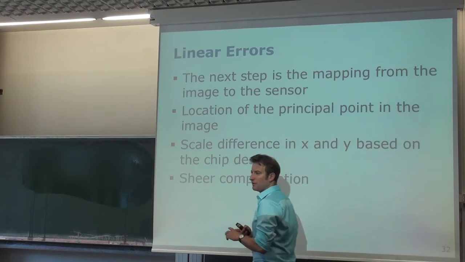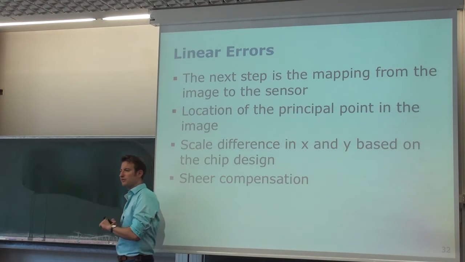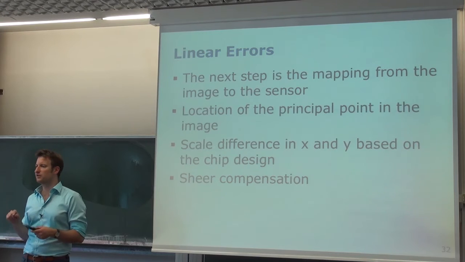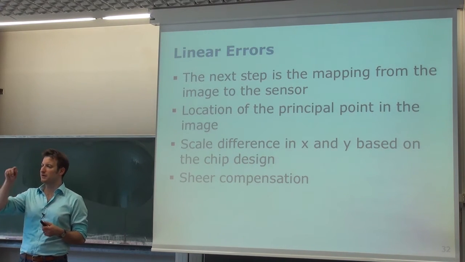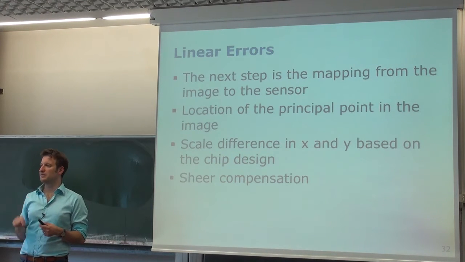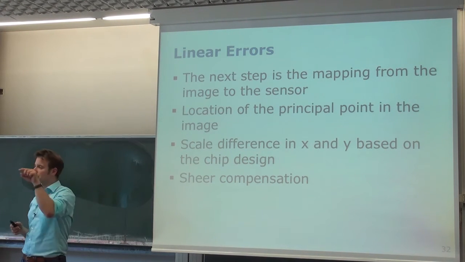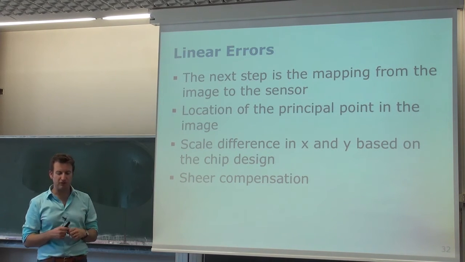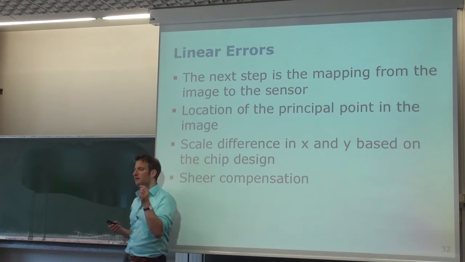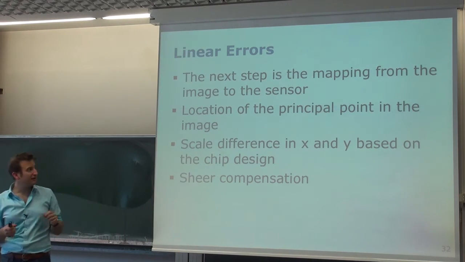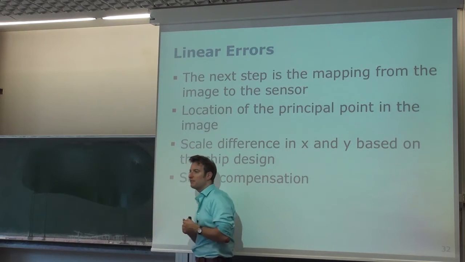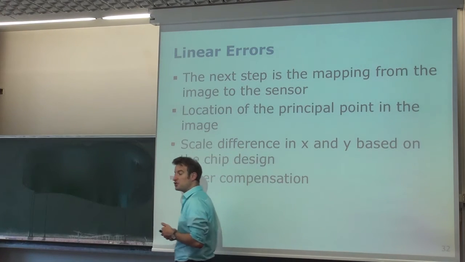The first thing is the location of the sensor. The first pixel, or the origin of the sensor frame, the zeroth pixel, is typically not in the middle, it's not at the principal point. So there's definitely a shift involved. The other thing, based on the sensor design, is that I may have a slightly different size of my pixels, so I may have a scale difference among the pixels, and I may have an effect of a shear in there.